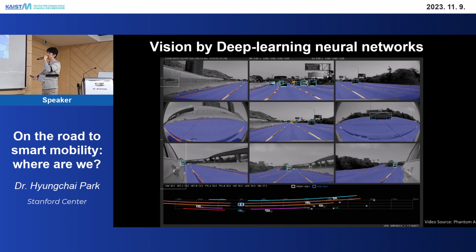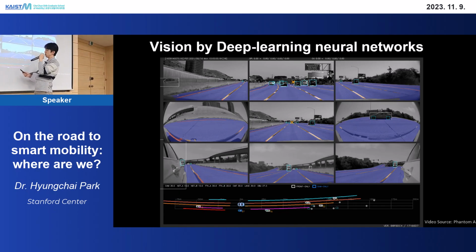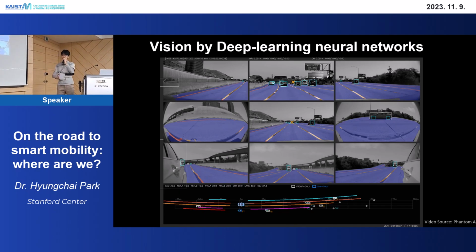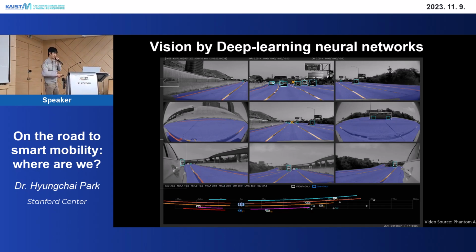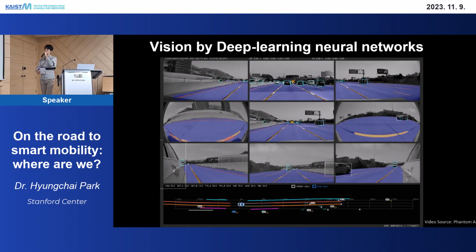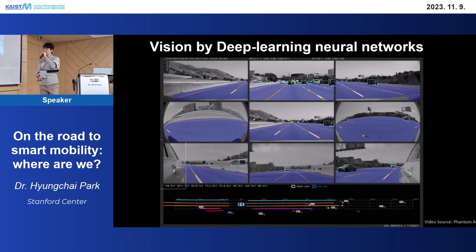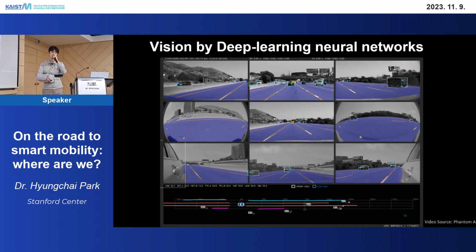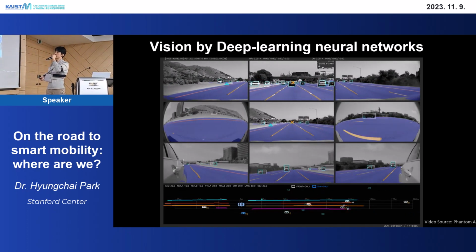By collecting all that information, we can create the bird's eye view, which shows the situation all around our ego vehicle. Let's see this video. And we can do this analysis in real time, thanks to the development of the technology.